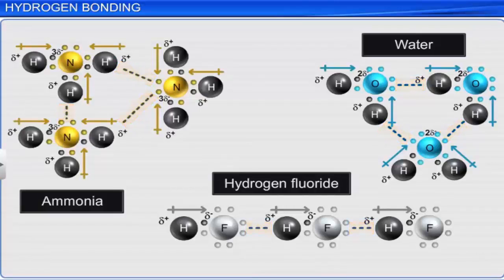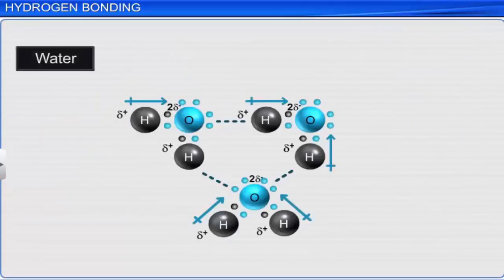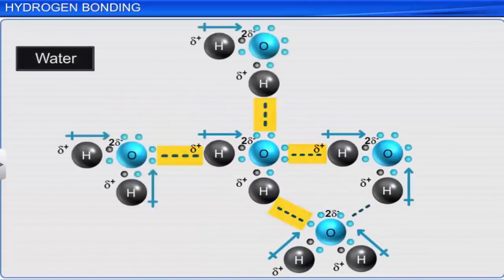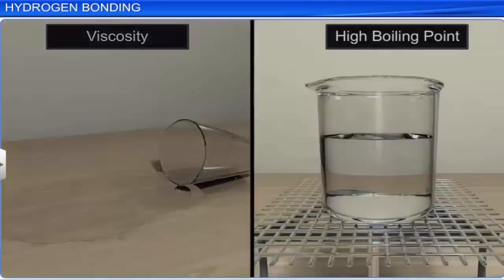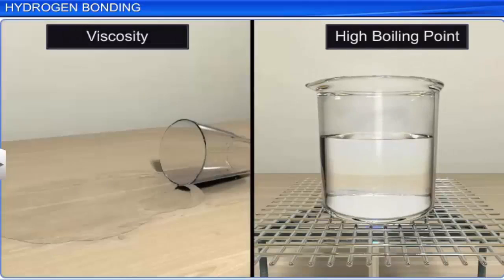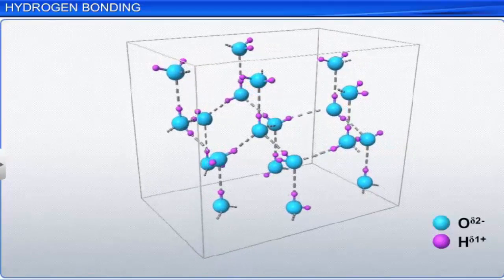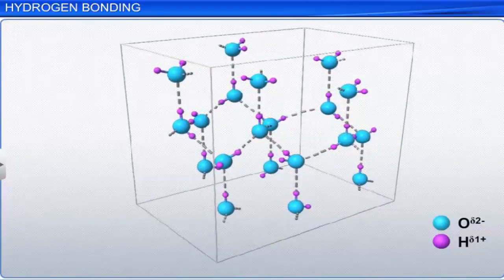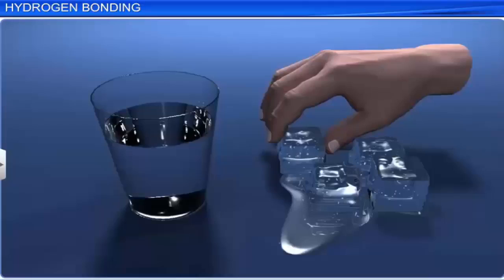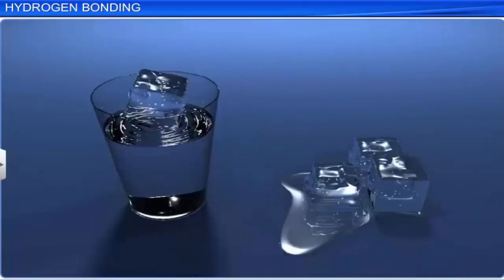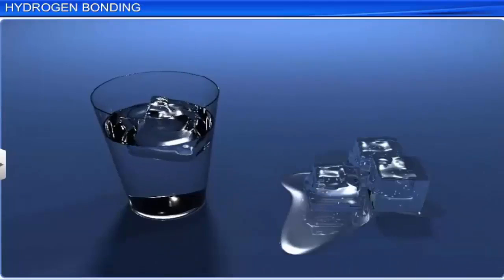The strength of hydrogen bonds varies based on the physical state of the compound. For example, in water, each molecule can form 4 hydrogen bonds, giving its viscosity and high boiling point. In ice, the hydrogen bonds create an open, hexagonal lattice crystal structure, reducing the density of ice compared to water at the same temperature. This is why ice floats on water.